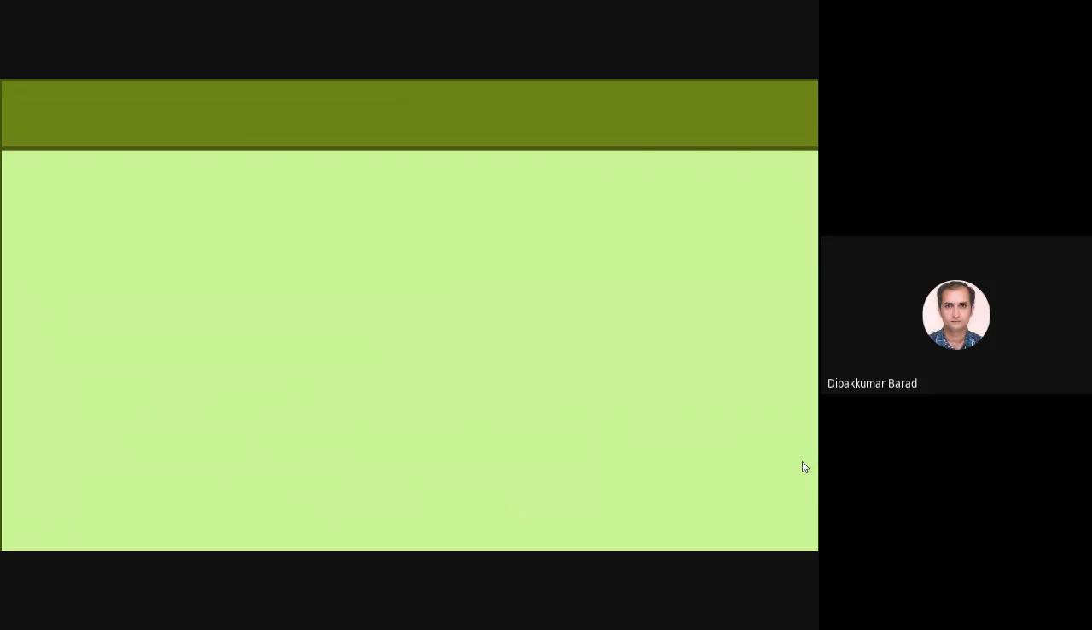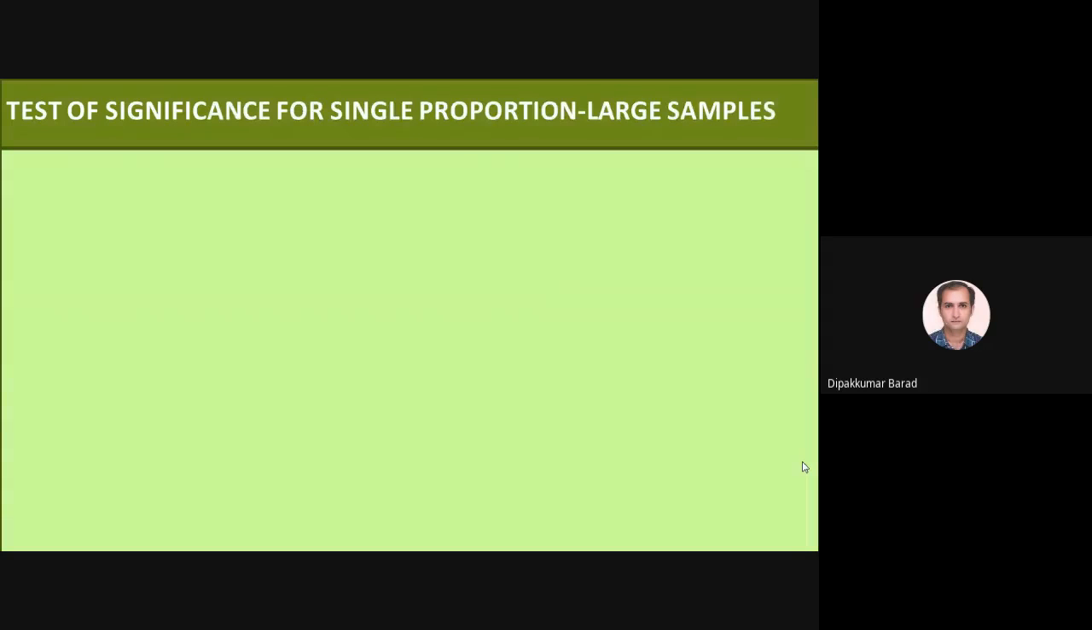Okay, so last time we discussed terms related to test of hypothesis, and we have also discussed the test of hypothesis for binomial distributions. Now today we are going to discuss test of significance for single proportions for a large sample. So first of all, we start with the working rules.